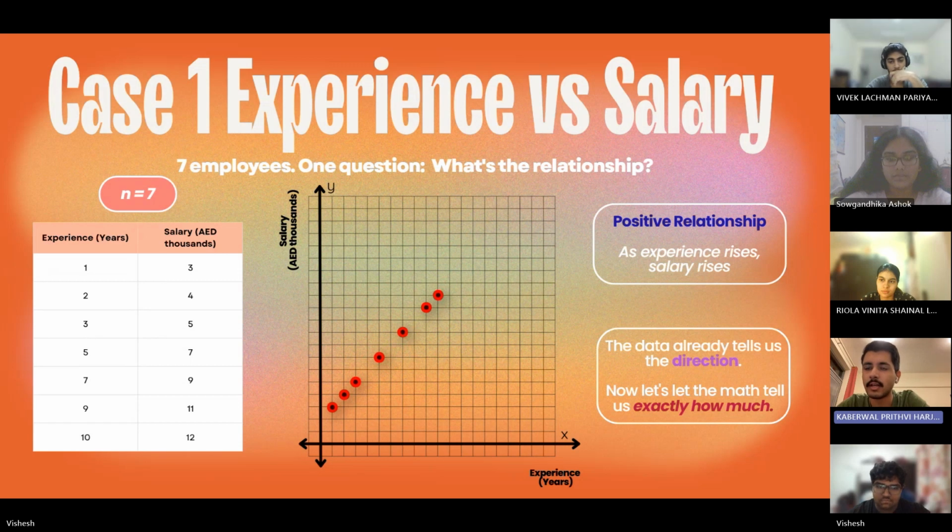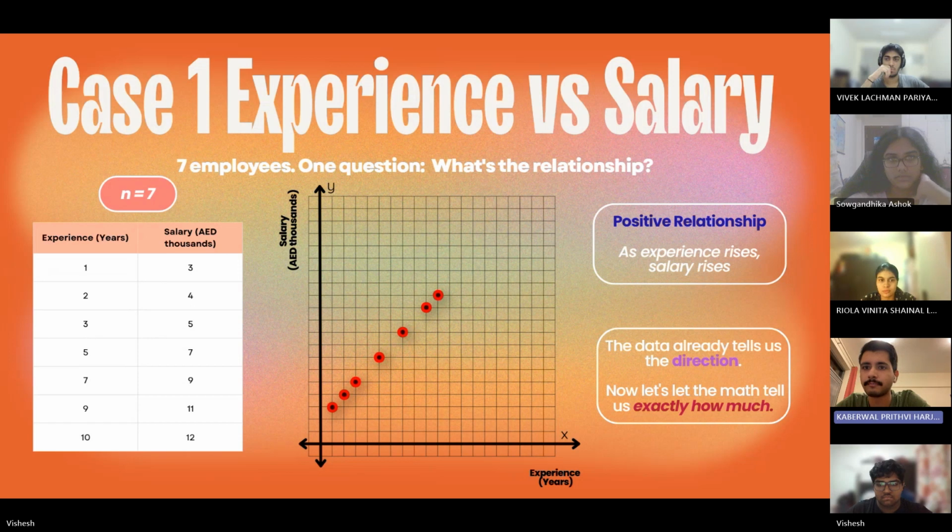In the center, you can see a graph on which this is plotted. On the y-axis is the salary in thousands, and on the x-axis is the experience in years. So the first plot is 1, comma 3: 1 on the x-axis and 3 on the y-axis. Then the second one is 2, 4, and accordingly. So what you see here is a positive relationship, which is a linear regression. As experience rises, salary rises. So the data already tells us the direction. Now let's use the math to tell us exactly how much.